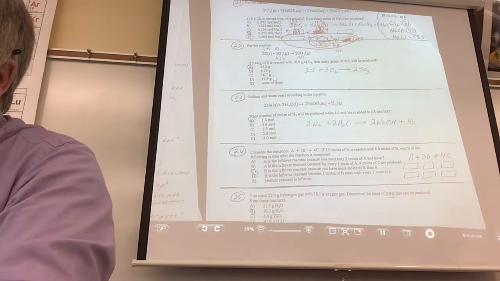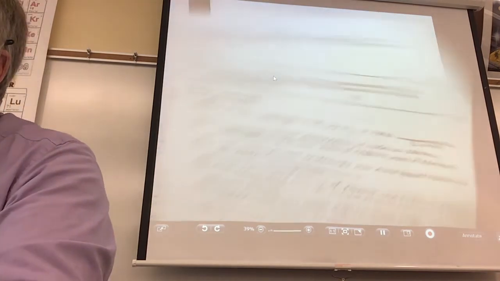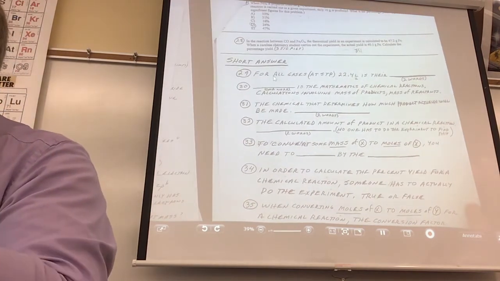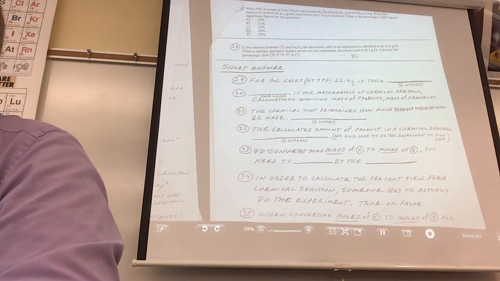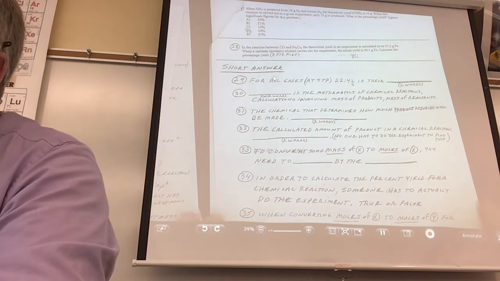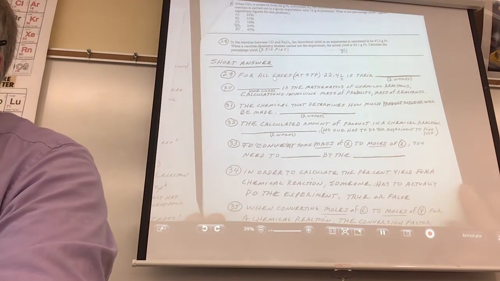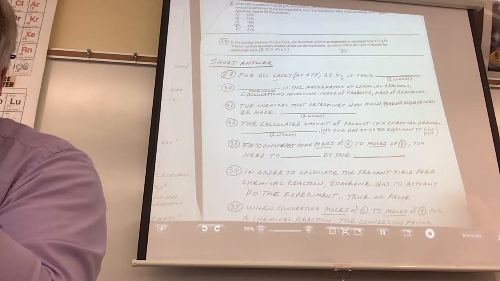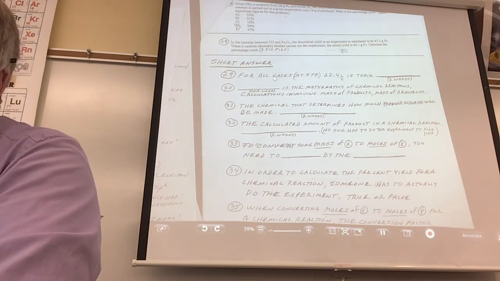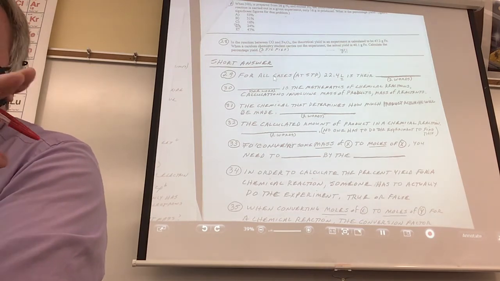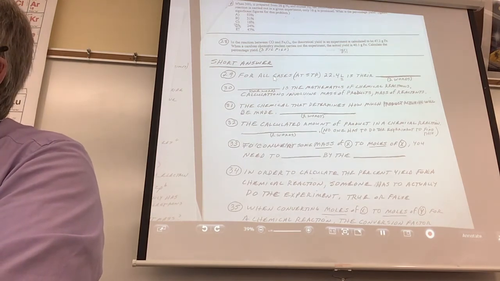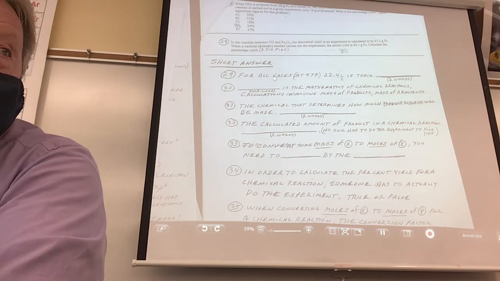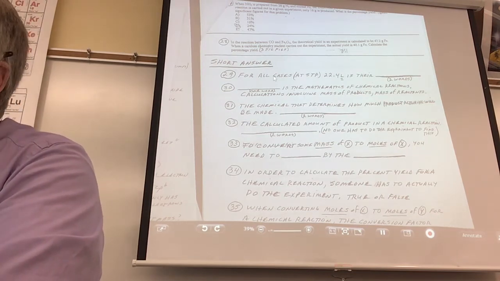How about, let's go over here. Let's do some vocabulary words, okay? I think some of the easiest ones are vocabulary questions. For all gases at STP, standard temperature and pressure, 22.4 liters is their what? What do you think? And again, that blue box won't be there, but what do you call that? For any gas, 22.4 liters is what? Molar volume. It's the volume of 1 mole of gas, molar volume.